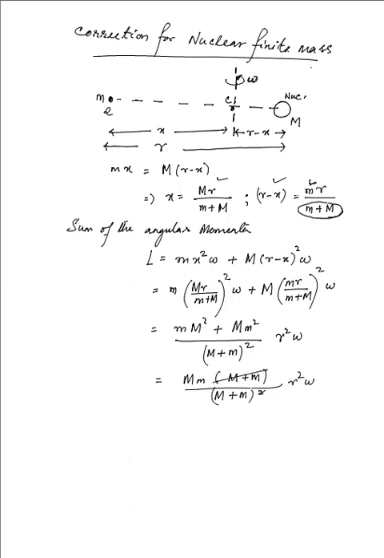So what we get here is simply capital M multiplied with small m, that is the mass of the nucleus multiplied with the mass of the electron, divided by the sum of the masses, squared r square omega. Now this term that we have over here is what we symbolize as mu r square omega, and mu is simply the reduced mass.